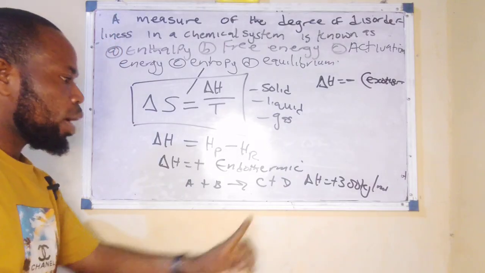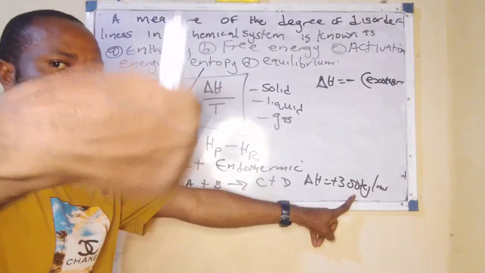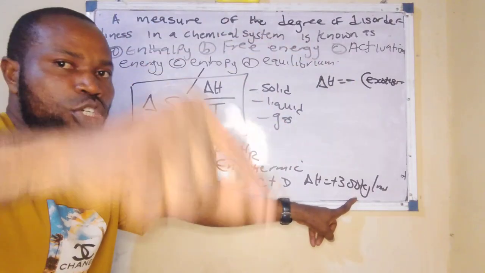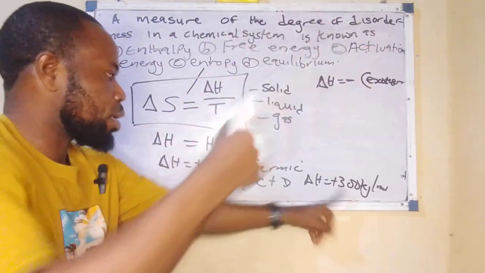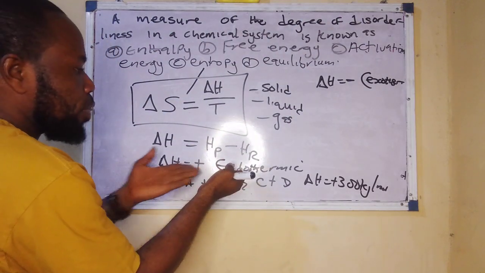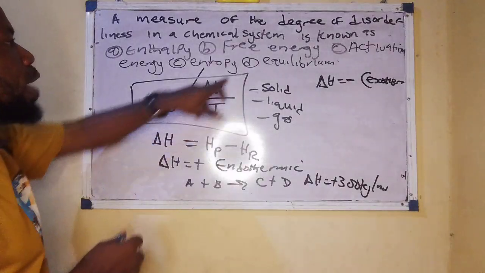So when delta H is negative, it simply means that the reaction is said to be exothermic. So for example, if I write this equation and I put minus 200 kilojoule per mole or 300, it simply means that that reaction is an exothermic reaction, that heat has been liberated to the surrounding. But if it's positive, it's an endothermic reaction. That means heat has been absorbed.